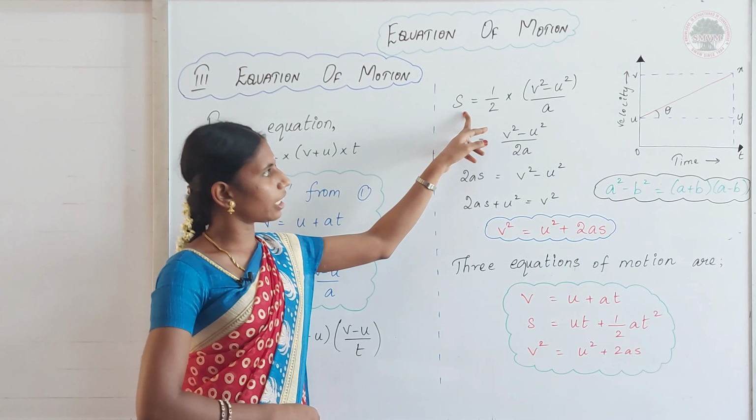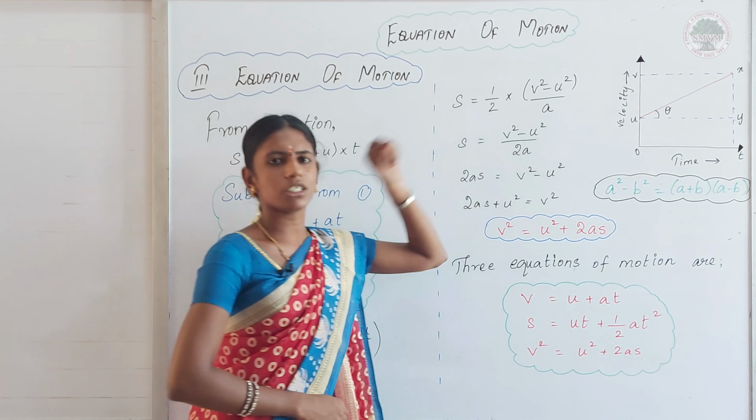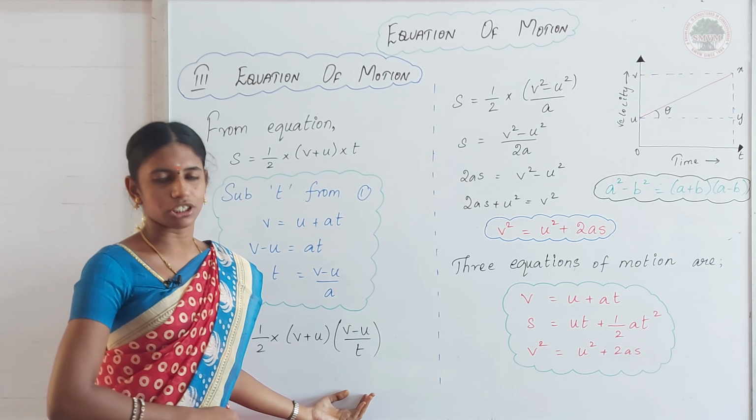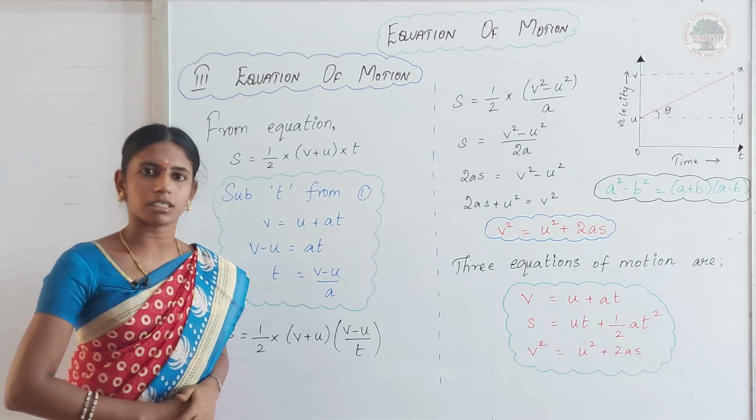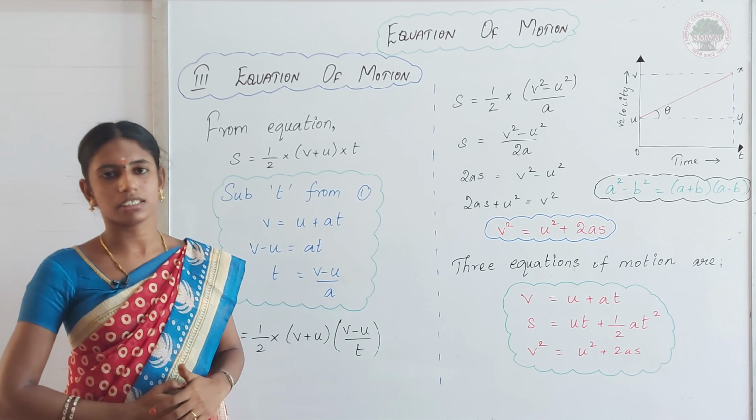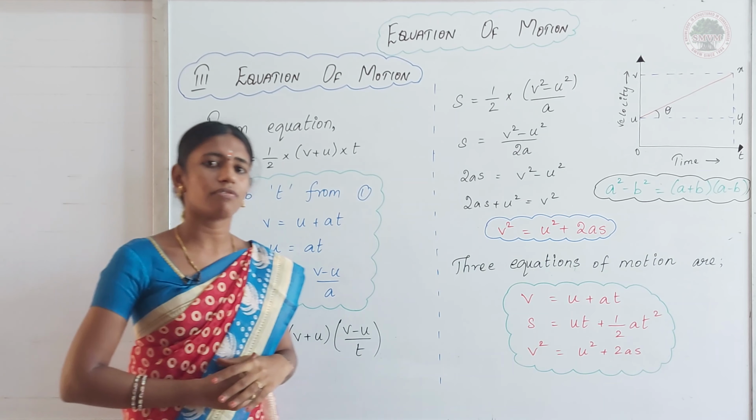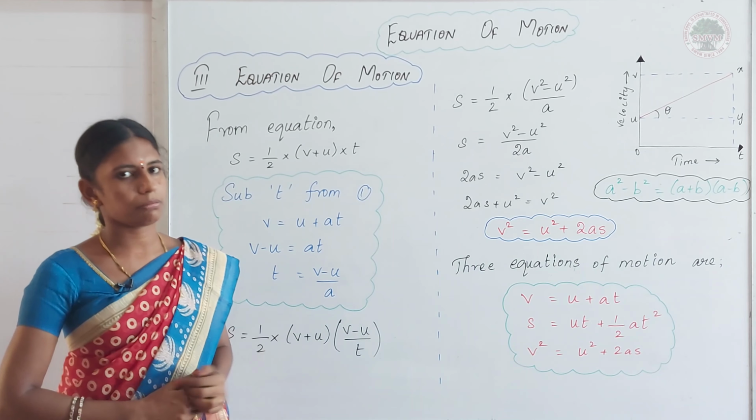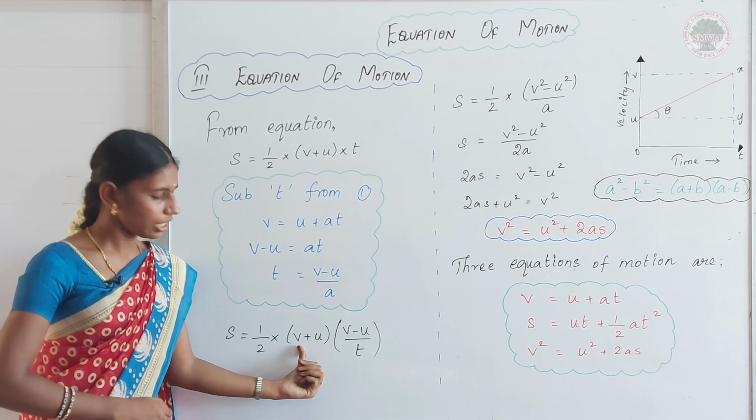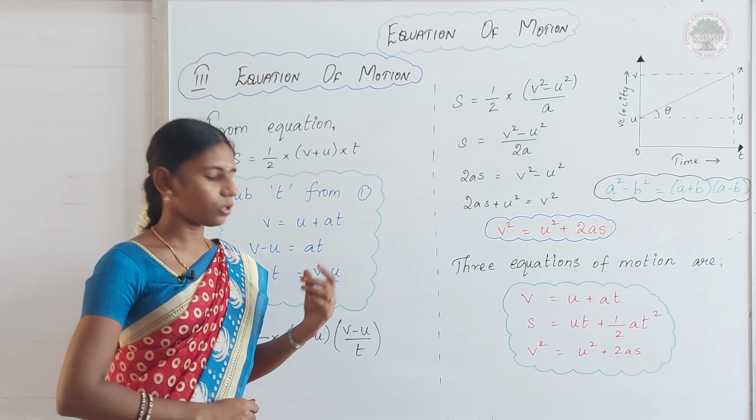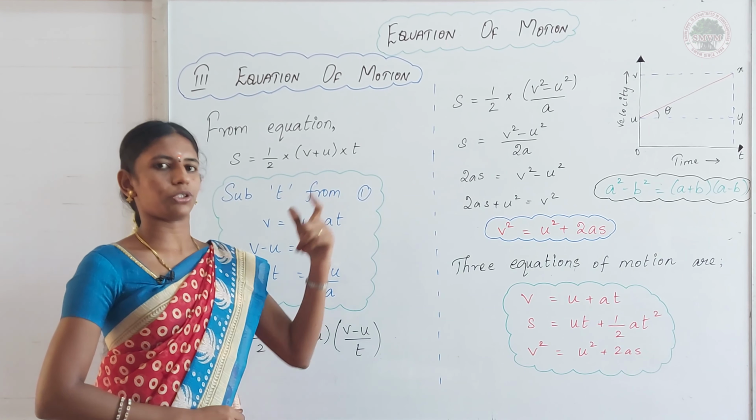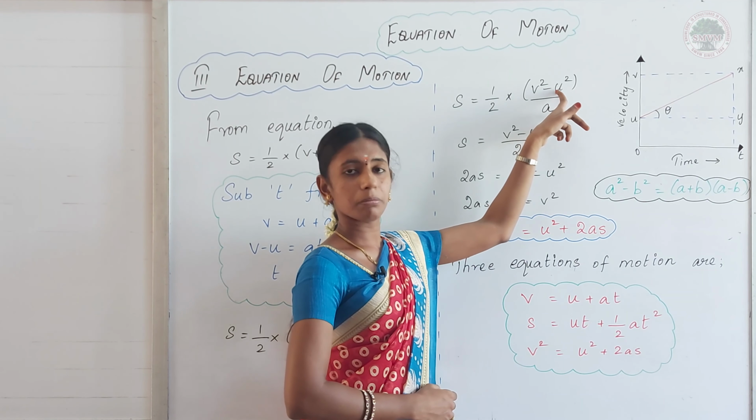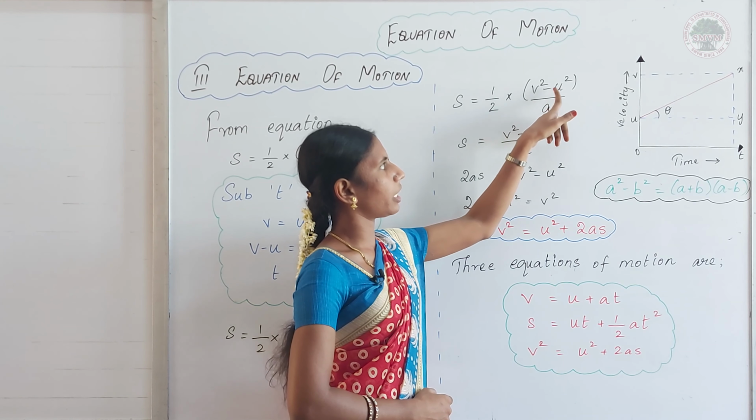Now see here, I have given V square minus U square. How did we form this? We have an algebraic formula: A plus B into A minus B is equal to A square minus B square. Right? Here A is V and B is U. So instead of A and B, just substitute the values V and U. So A square is V square, minus B square is U square. So V square minus U square.